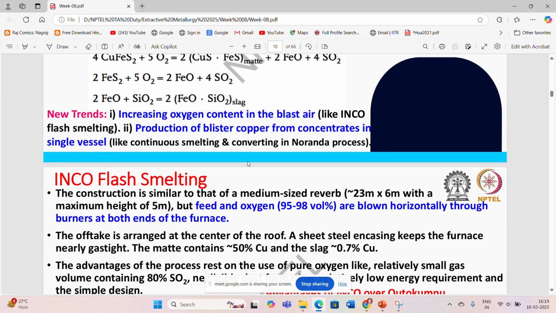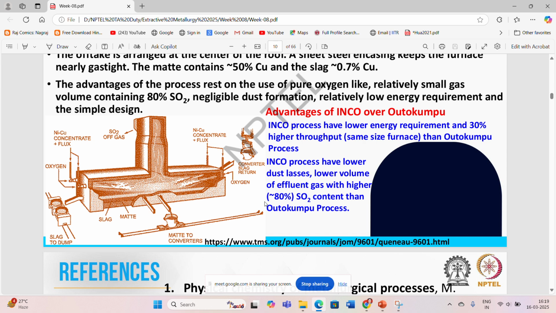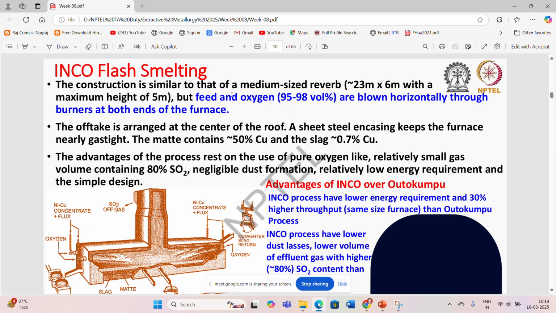There are some new trends in these Outokumpu flash smelters nowadays, like increasing oxygen content in the blast air, like Inco flash smelting, then production of blister copper from concentrate in a single vessel, like continuous smelting and converting in the Noranda process. Then there is the Inco flash smelting process. In the Inco flash smelting process, the construction is similar to that of a medium size reverberatory furnace, but feed and oxygen are blown horizontally through burners at both ends of the furnace.